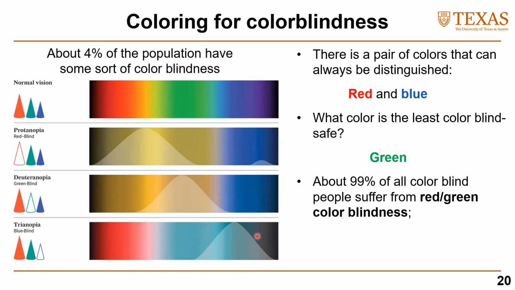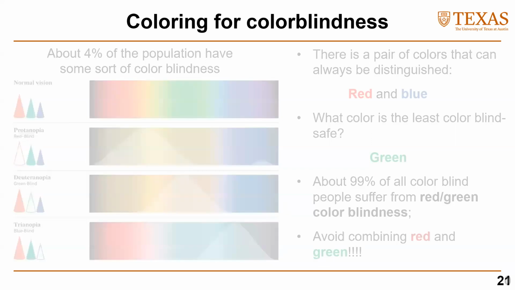Also, it turns out that about 99% of all colorblind people suffer from protanopia. Blue blindness and green blindness are not that common, but we should still consider them when we make our color palettes. In general, we should avoid using red and green all the time. Red and green are not very color friendly, and the best combination is red and blue. So use red and blue in your color palettes.